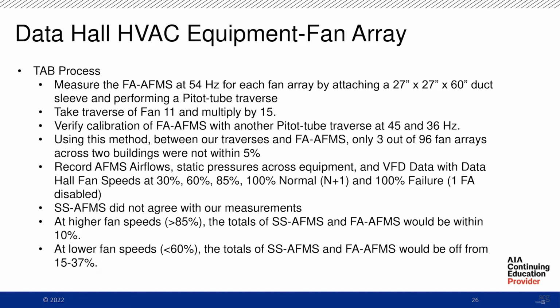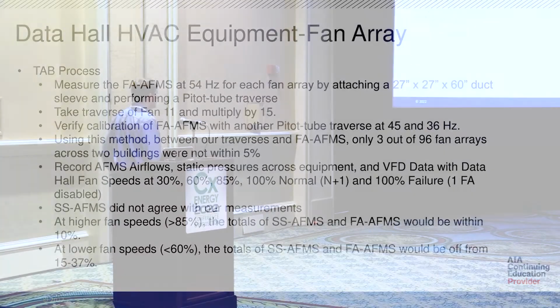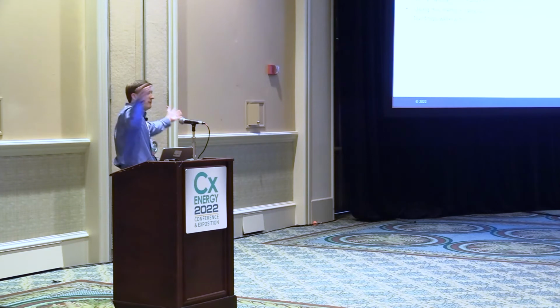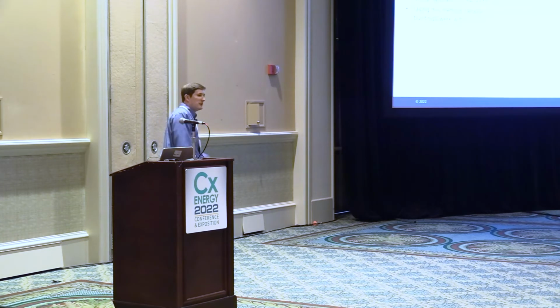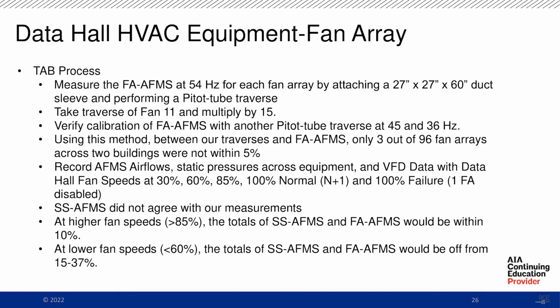We verified the calibration of the fan array airflow monitoring station then at 45 and 36 hertz. Using this method between our traverses and the calibration of the fan array airflow monitoring station, 93 out of our 96 fan arrays across 2 buildings were within 5%. Cool. Feels great, right? Warm and fuzzy. You can go home at the end of the day and feel like we were doing a very good job.